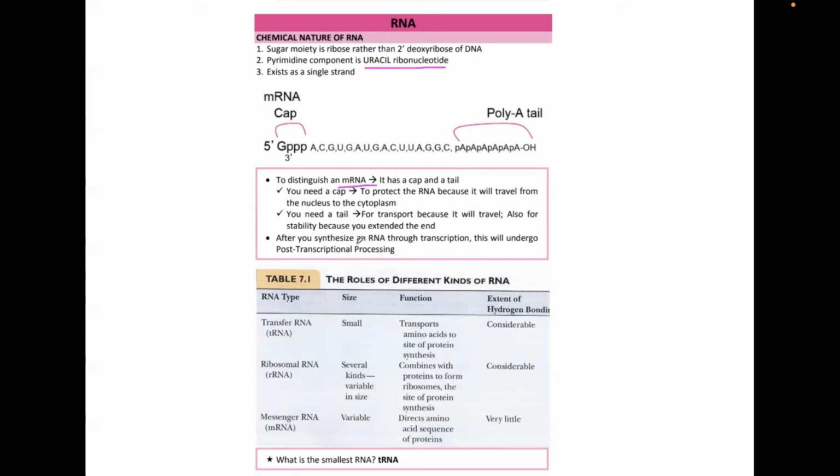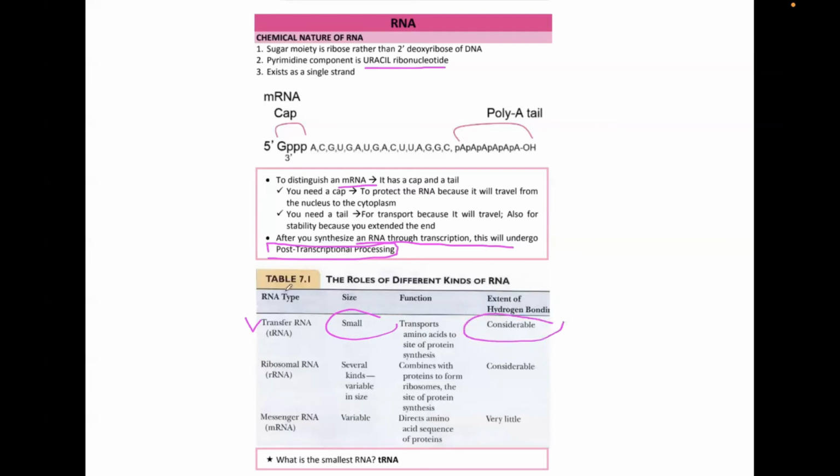After you synthesize an RNA through transcription, this will undergo post-transcriptional processing. So, na-discuss po ata to sa ating lecture video. Again, pakibalikan na lang. So, these are the roles of different kinds of your RNA. Meron tayong tinatawag na tRNA, your transfer RNA. It has a small size and functions as a transport of amino acids to the site of protein synthesis. And the extent of hydrogen bonding is considerable.